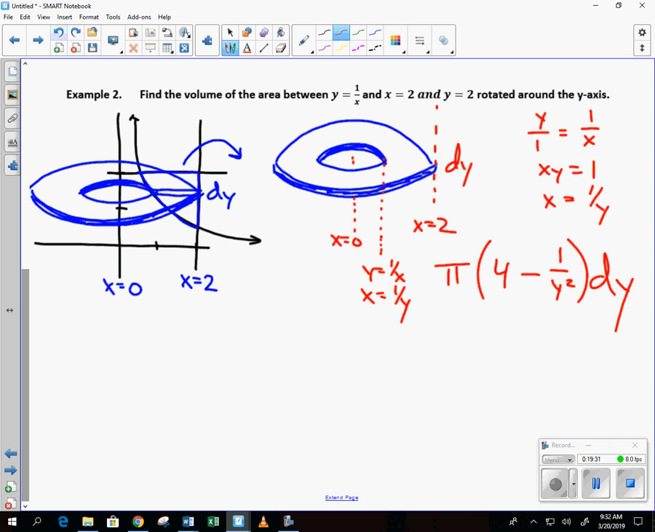How many of those do we want? Infinite. We slap on an integral. Let's integrate. Shoot, I need bounds. Oh, man. They've got to be y values. Anybody see the top y value that I have? 2. Very good.